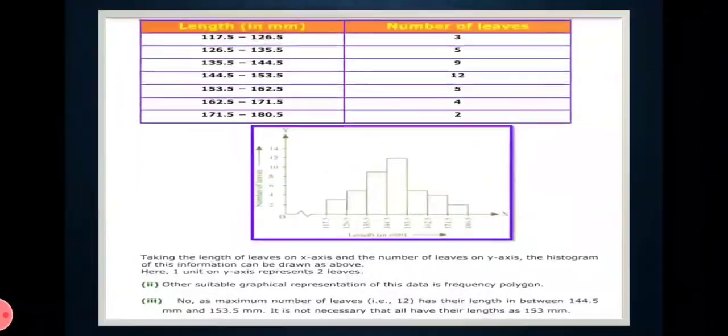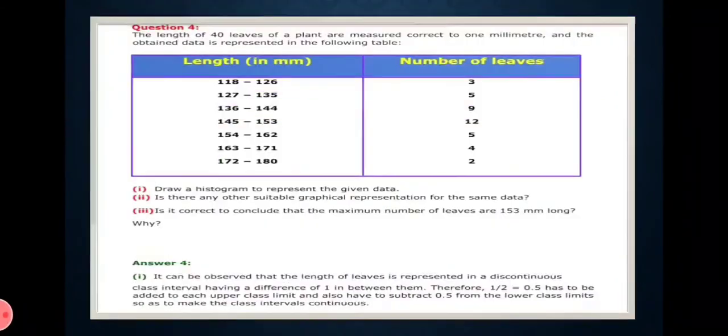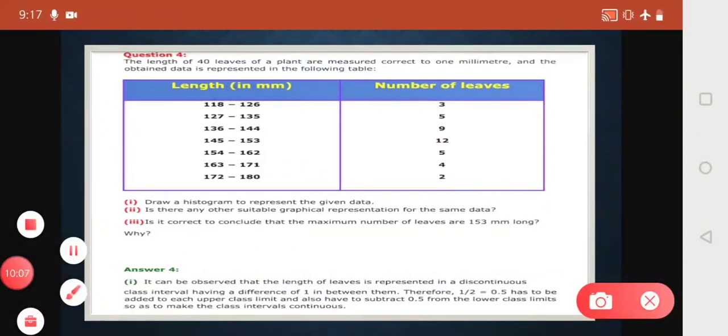Now after making the given data into continuous class intervals, let's construct the graph on the graph page. On the x-axis, taking the length of the leaves and the number of leaves on the y-axis, the histogram of the information can be drawn as above. Here on the y-axis we have taken the scale as 1 unit equal to 2 leaves. You have to write the scale compulsorily on the graph page, in this way.